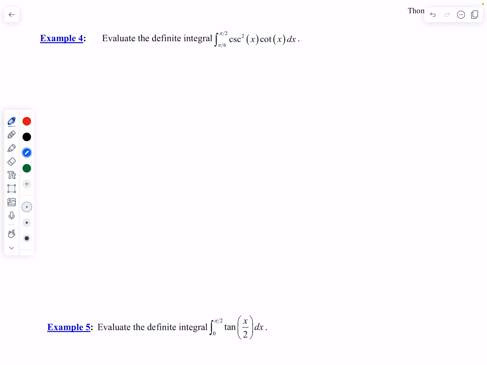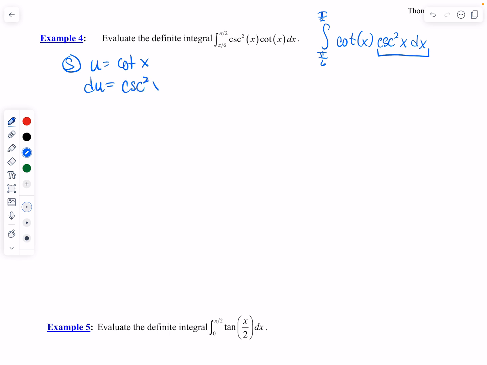So if you look at it, I could rewrite this as pi over 6 going to pi over 2, and I'm going to put cotangent x and then cosecant squared x. I'm writing this as leftover because I know the derivative of cotangent is negative cosecant squared, and that's why I'm doing that. So I'm going to substitute. I'm going to let u equal cotangent x. So when I take the derivative of cotangent x, I get cosecant squared x dx. And that is my leftover. Okay, that's the whole reason for doing it that way.